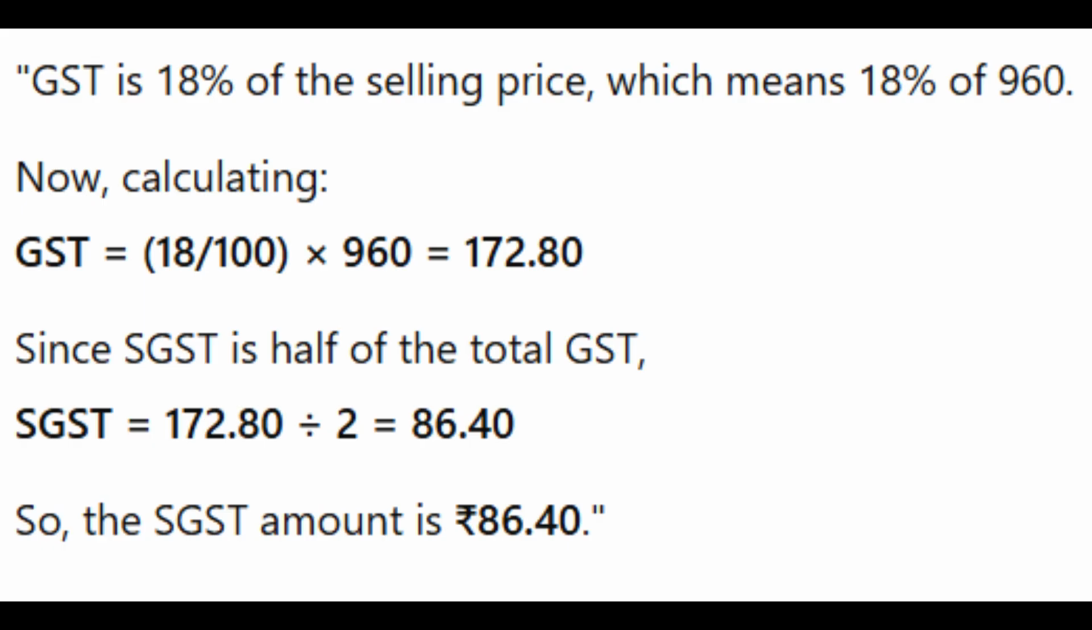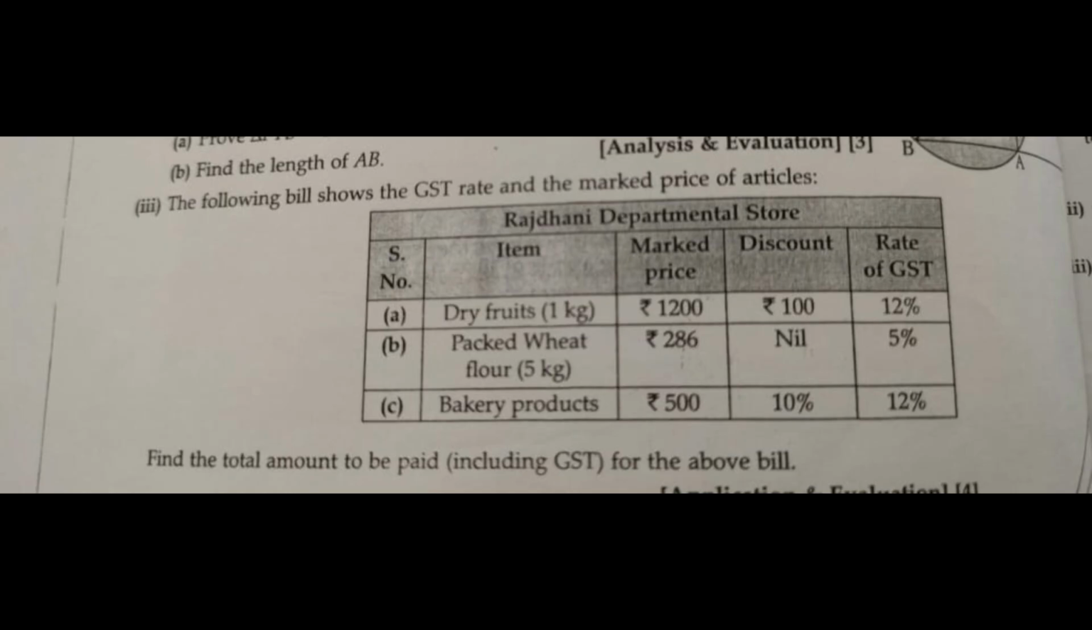Try solving it, then resume the video to check your answer. GST is 18% of the selling price, which means 18% of 960. Now, calculating. GST is equal to 18 by 100 times 960 is equal to 172.80. Since SGST is half of the total GST, SGST is equal to 172.80 divided by 2 is equal to 86.40. So, the SGST amount is 86 rupees and 40 paise.